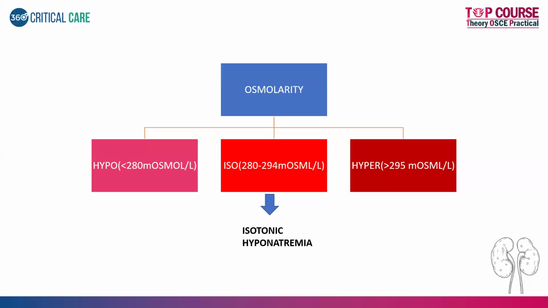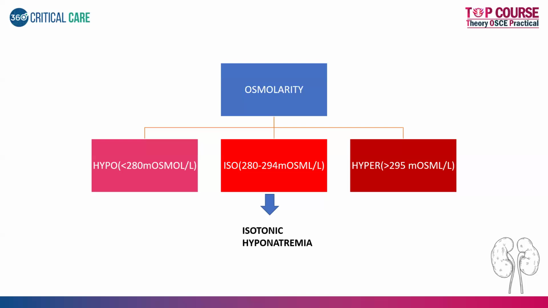So tonicity takes into picture all the osmoles. That is why whenever we talk about tonicity, the SI unit is moles per liter. But when we talk about osmolarity, it will be milliosmoles per liter. So that itself should help us understand the concept of tonicity versus osmolarity. Tonicity refers to all the solutes, anything which is present in the solution, but osmolarity refers to only osmotically active molecules.